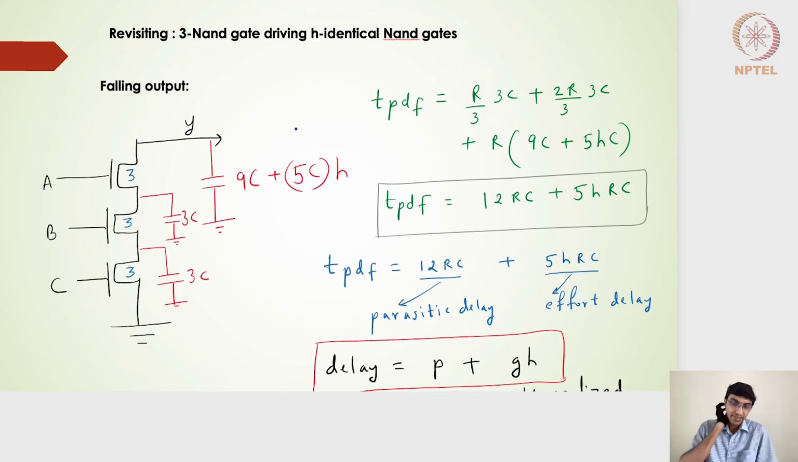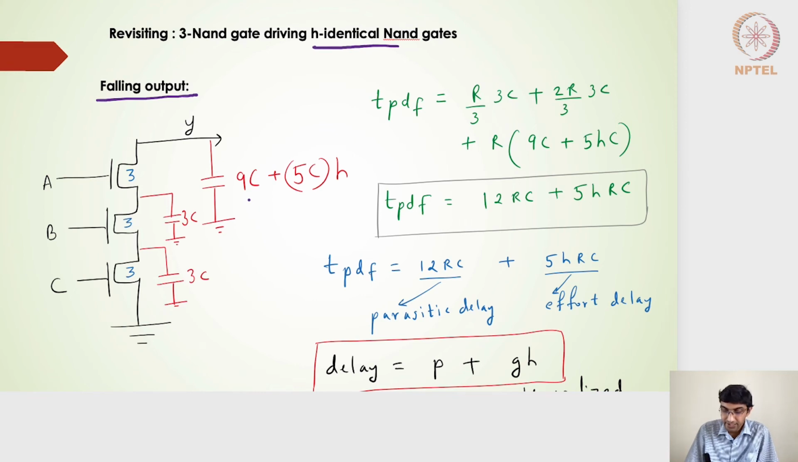So here we are revisiting the 3-input NAND gate driving the H identical NAND gates. This is something we had already seen. The sizes of the NMOS are 3 and 3, and on the PMOS side, the size is nothing but 2 for each of the PMOS transistors. I'm considering only the falling output. That's why I've taken only the pull down circuit. That means only the NMOS transistors are in the picture.